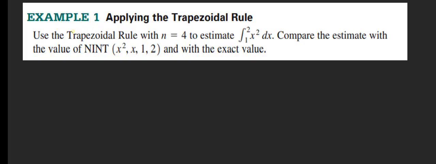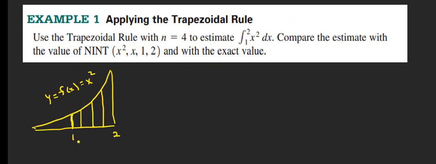So let's take a look at example 1. It says use the trapezoidal rule with n equals 4, which means 4 trapezoids, to estimate the integral of x squared dx from 1 to 2. And compare the estimate with the exact value. This NINT means use a graphing calculator to find the exact value of the integral. So we have y or f of x equals x squared, and we're going from 1 to 2. a is 1, b is 2.